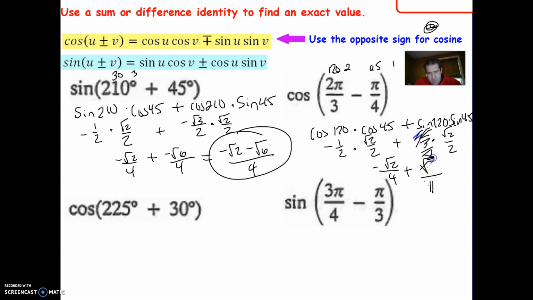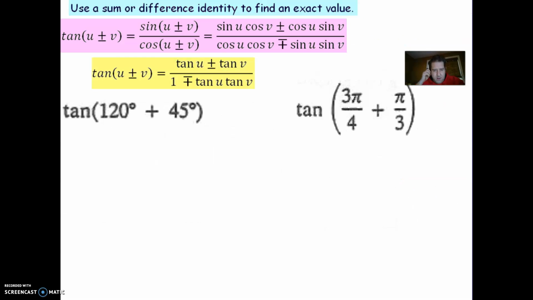And I'm going to have to reset my board. All right, so I think I got it now. So square root of 3 times that would be square root of 6 over 4. And then you've got your answer, negative square root of 2 plus square root of 6 over 4. And that's as far as you can simplify it. All right, due to time constraints, I'm going to move on to tangent.